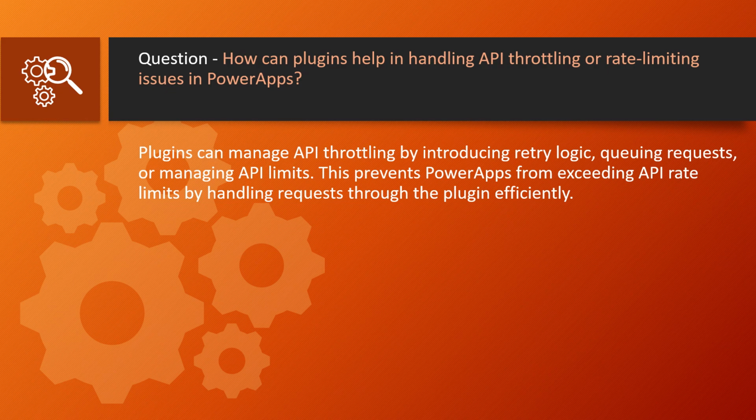How can plugin help in handling API throttling or rate limiting issues in the Power Apps? So plugin can manage the API throttling by introducing retry logic, queuing the requests or managing the API limits. And this prevents the Power Apps from exceeding the API rate limit by handling the requests through the plugin efficiently.